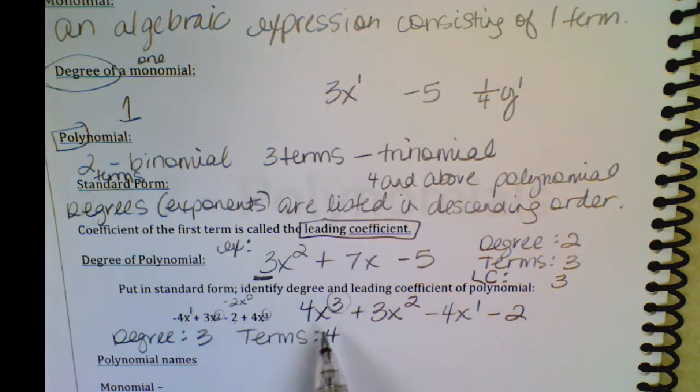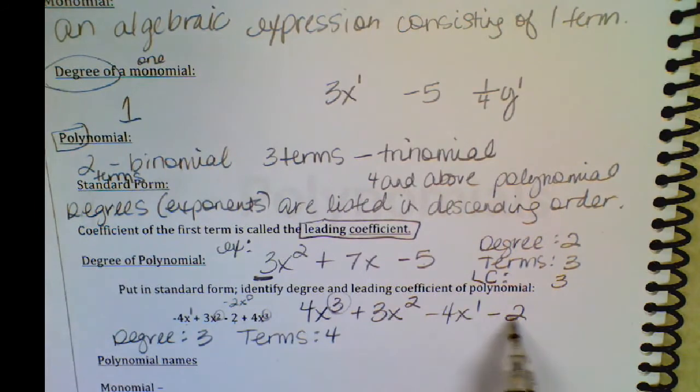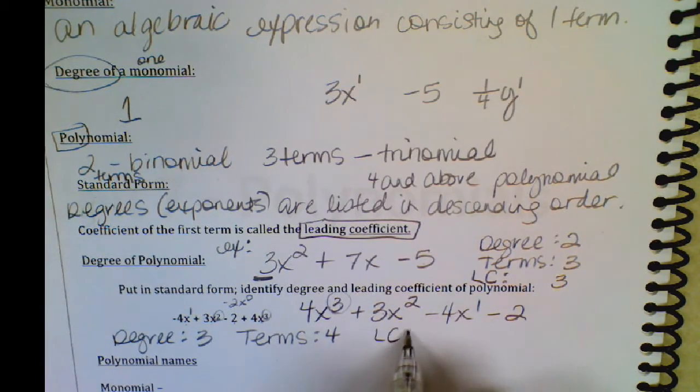You're going to notice that every time you count the number of terms, it's exactly one more than your degree, and that's because you have this constant down here that's really x to the 0. You always have that constant added on. Even when there's nothing showing there, the constant would be 0. Okay, and then the leading coefficient would be that number right in front, and that would be 4.